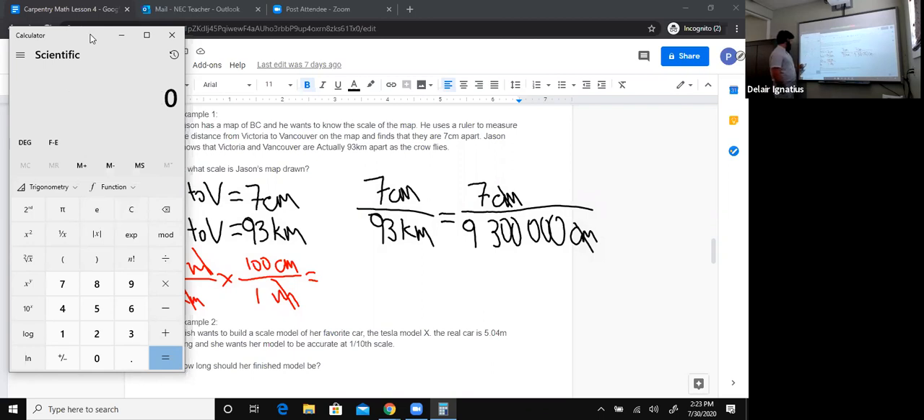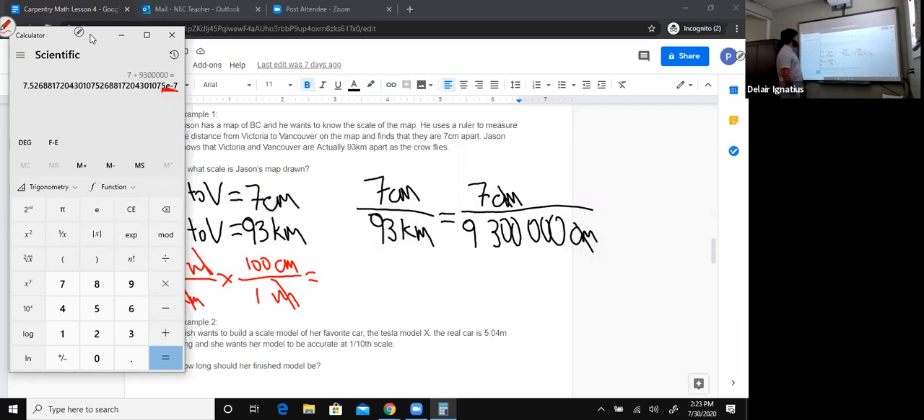So 7 centimeters divided by the 9.3 million is equal to 7.52 times 10 to the negative 7. You see this little e here in the calculator? That e is a times 10 to the negative 7. That is scientific notation. It's a way we use to write really, really big numbers and really, really small numbers without having to write 0.000000. All this means is that the decimal place was moved 7 times.